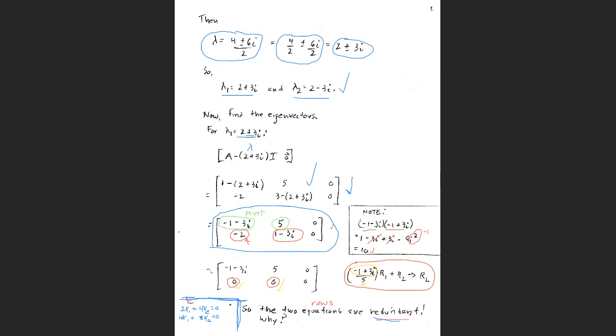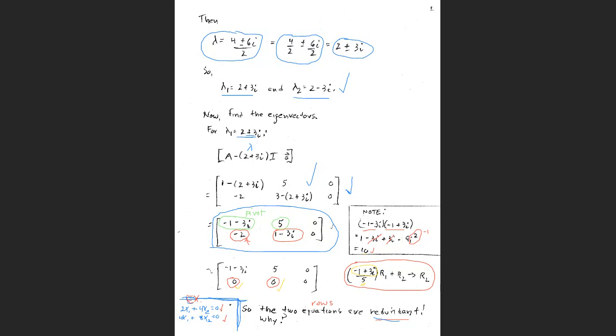So if you had 2 times x1 plus 4 times x2 equals 0, and you had 4 times x1 plus 8 times x2 equals 0, are those equations redundant? They're redundant. So you don't need both equations to solve for x1 and x2. I mean, you'll have a free variable, right? But you don't need the second equation.